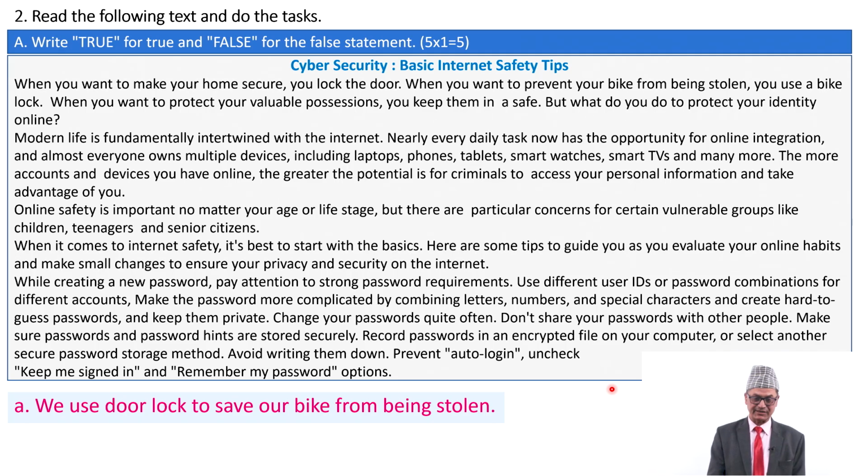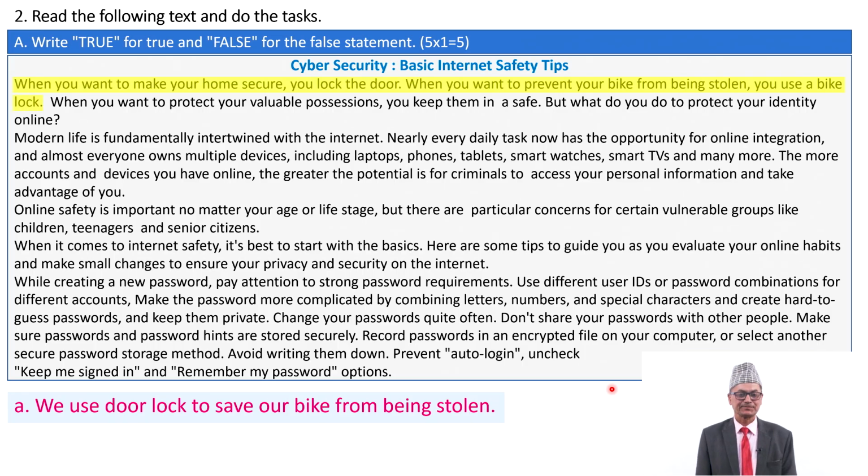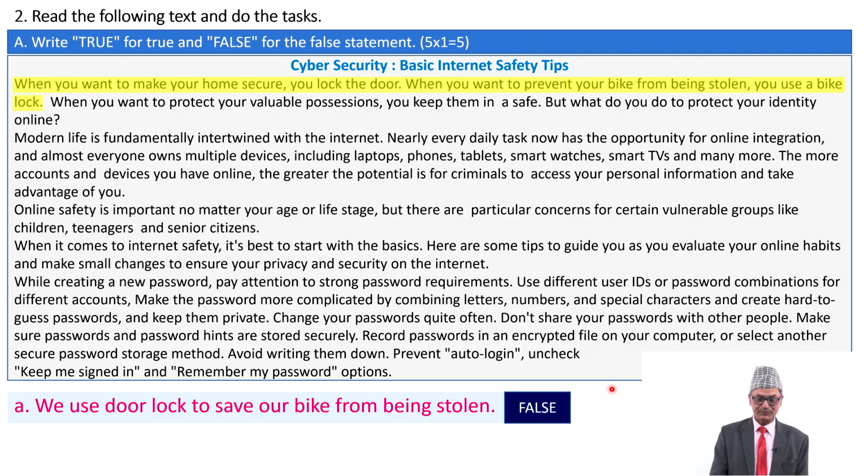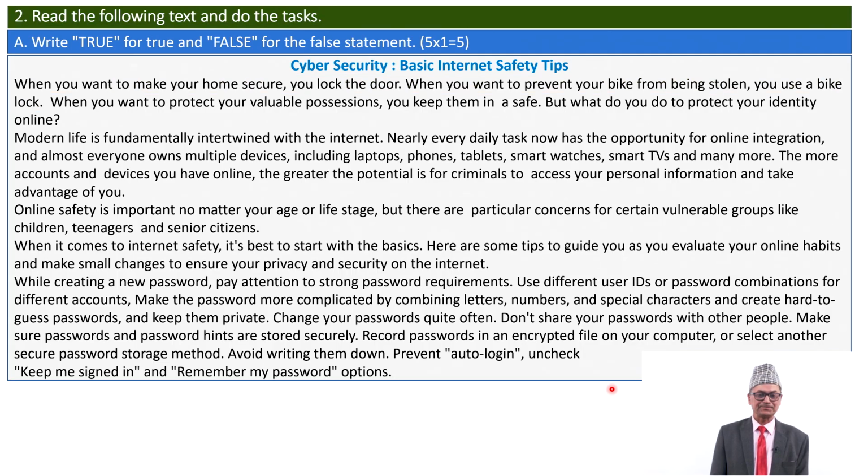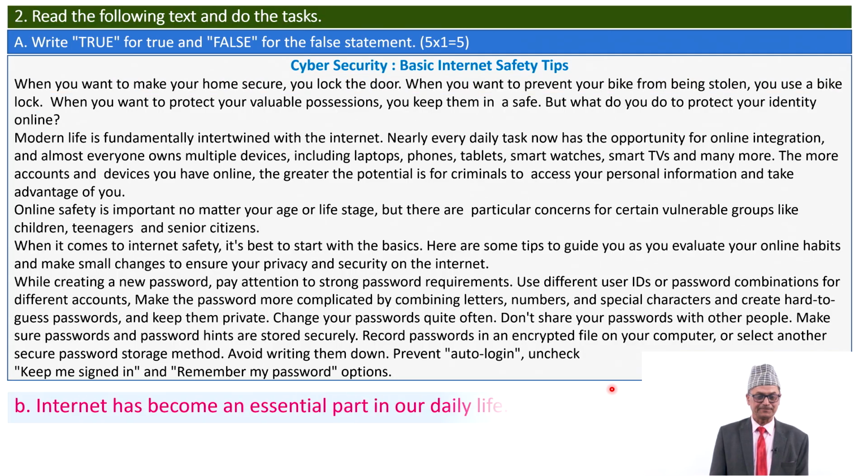Where is the information? Where is this question from? Here. If you read the whole text, you will know whether this statement is true or false. So, when you want to make your home secure, you lock the door. That is, door lock is for the home, not for the bike. So this will be false. Now the second one. Second question.